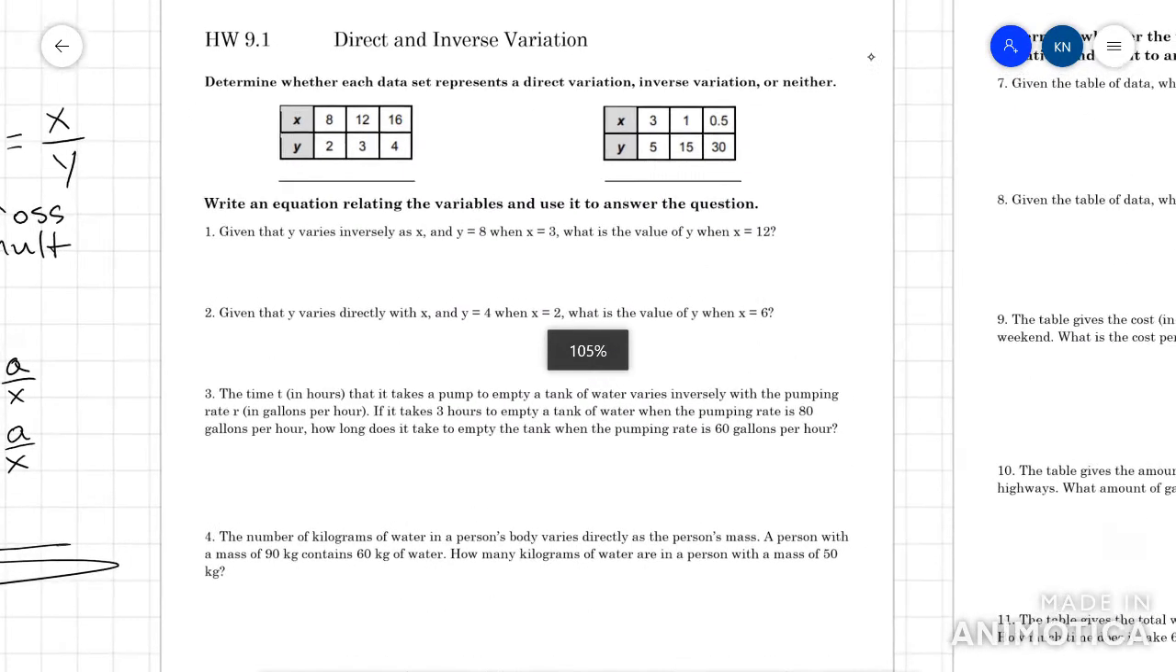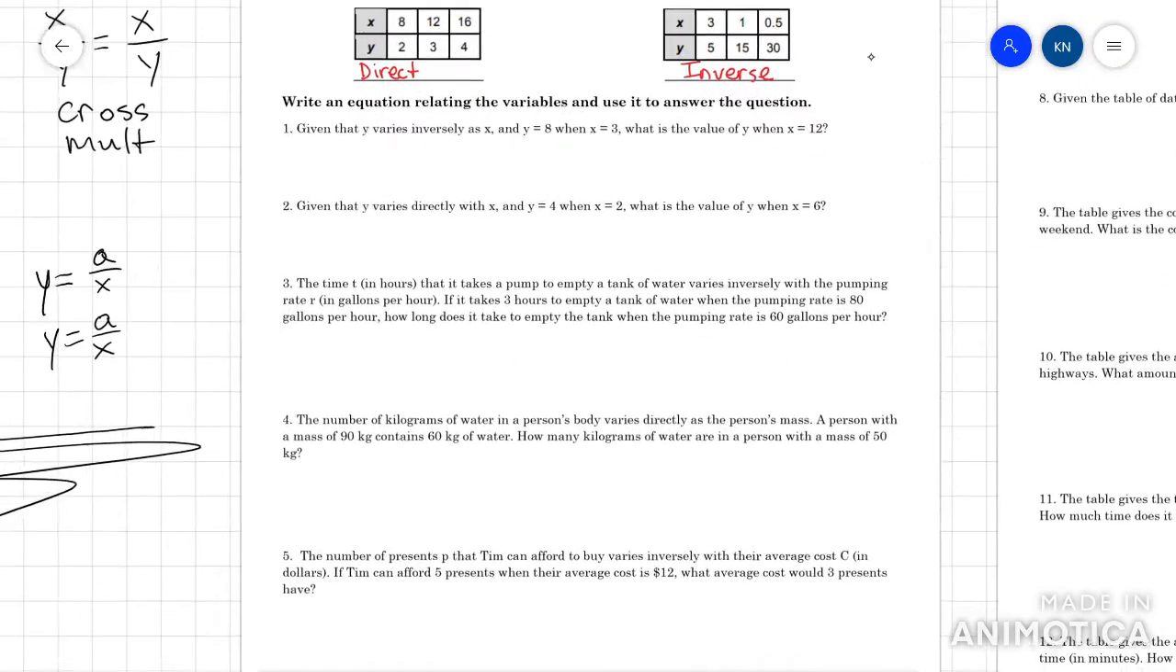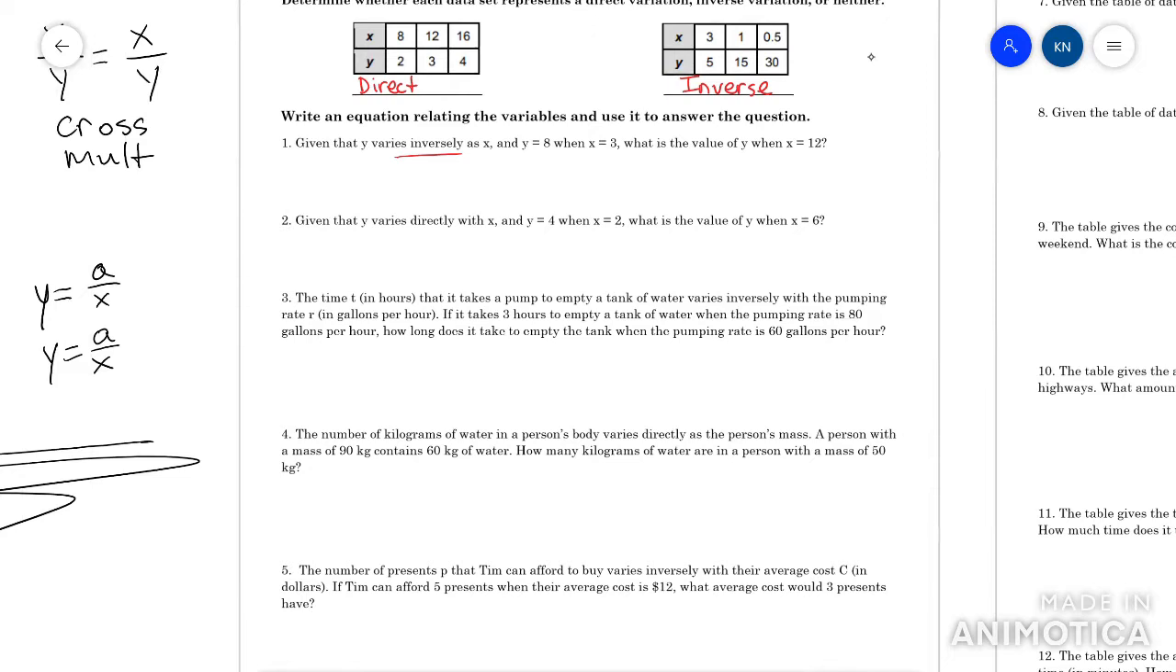Okay, look at this first one. My x's are going up and my y's are going up. This is direct variation. And so all you have to do here, oh, I guess we're not really solving anything. We're just labeling it. Okay, so this is direct. All right, now look at the second one. My x's are going down while my y's go up. This is inverse variation. All right, so sometimes they'll tell you, like on number 1 here, they tell you it varies inversely.